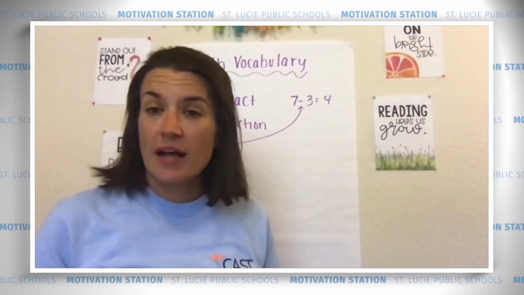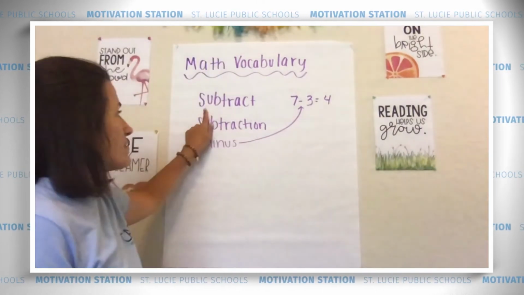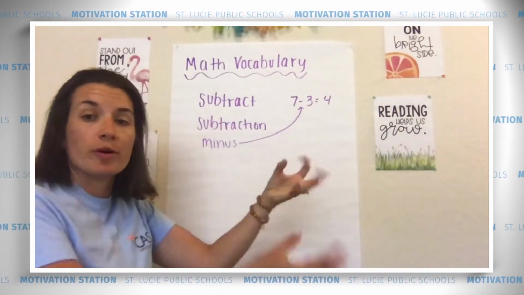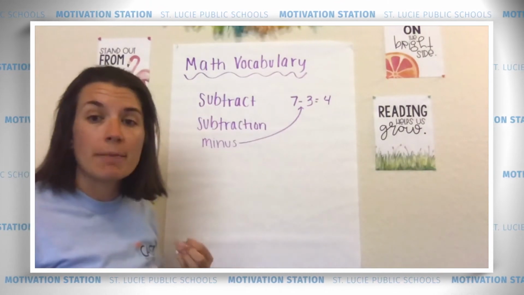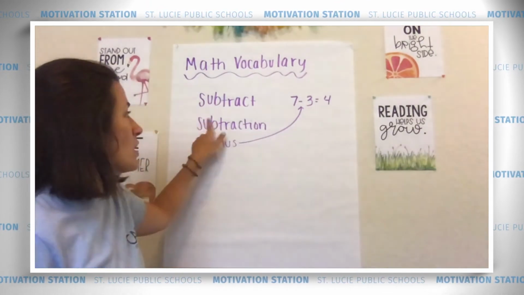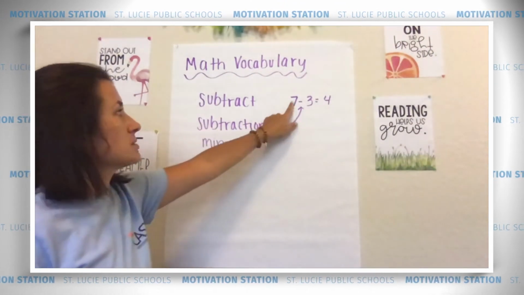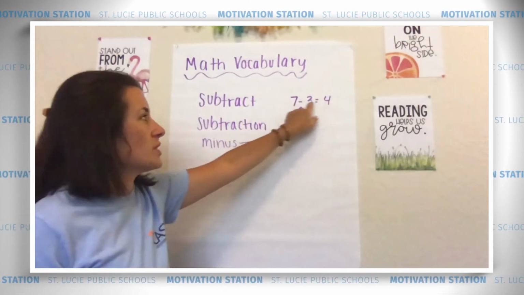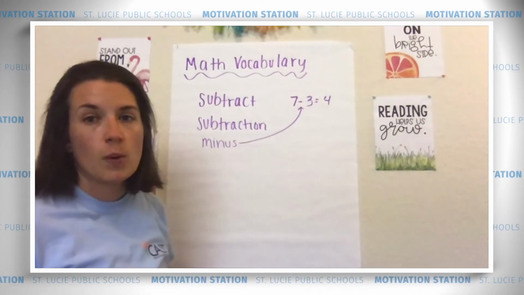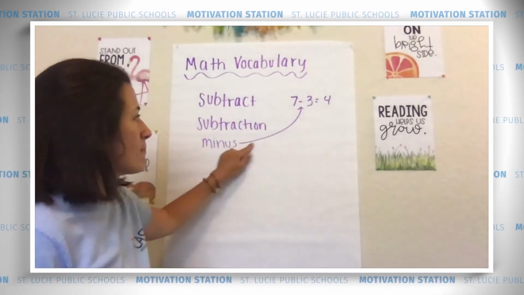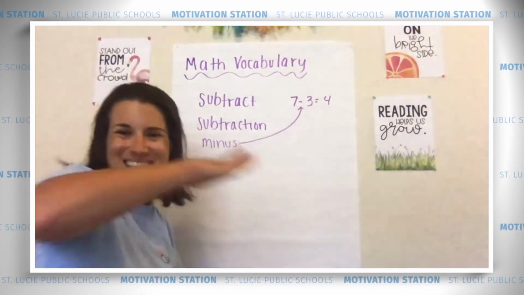Now that we've done a few practice problems, let's go over our math vocabulary words. Okay, we have subtract, and that's when we're taking away or removing numbers from a group. And when we are subtracting, we are using subtraction. 7 minus 3 equals 4. That's a type of subtraction. That's an equation. And then here is the minus sign. We can show it with our hands like this.